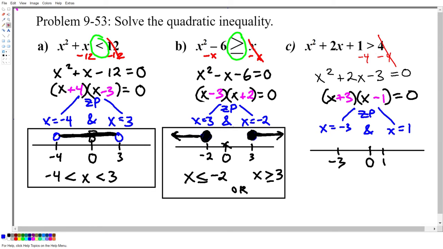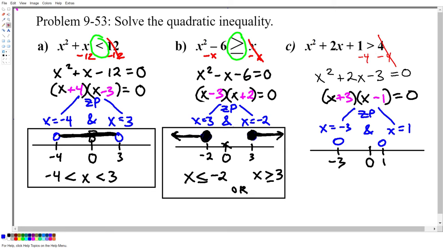Okay, my boundary points are at negative 3 and 1. Now, why did I use an open circle instead of a closed circle? Again, this is called open, and this one's called closed. Open is only for greater than or less than. Closed is for greater than or equal to and less than or equal to. This symbol right there is going to be open, so we're going to have to include an open circle, meaning these are not solutions. They're just boundary points.